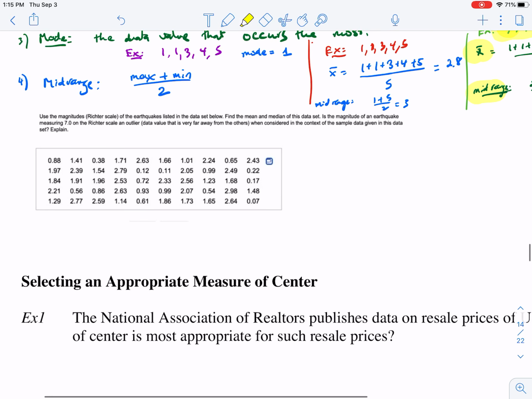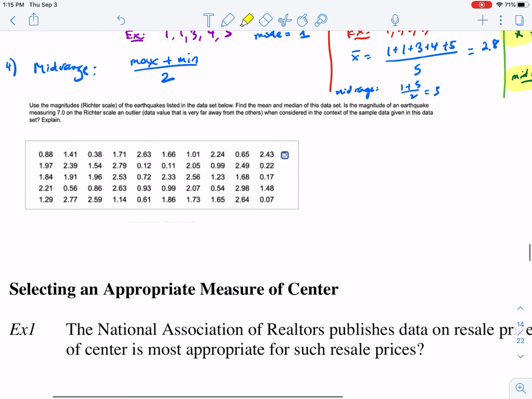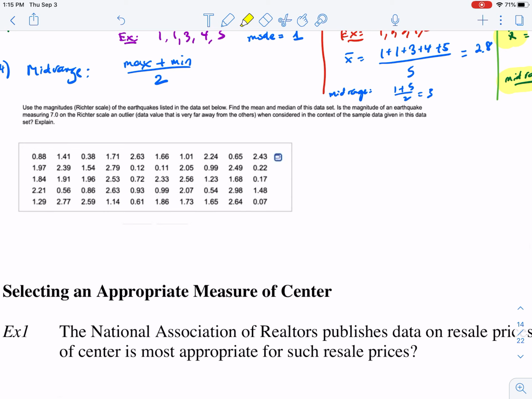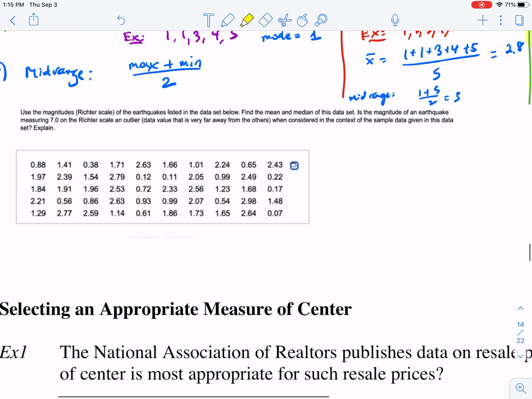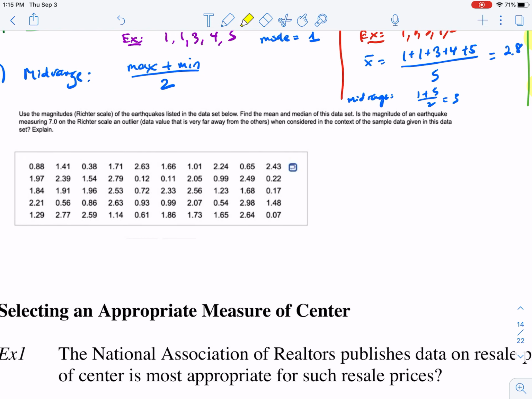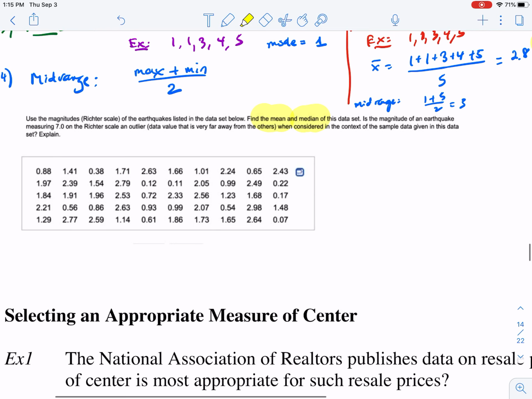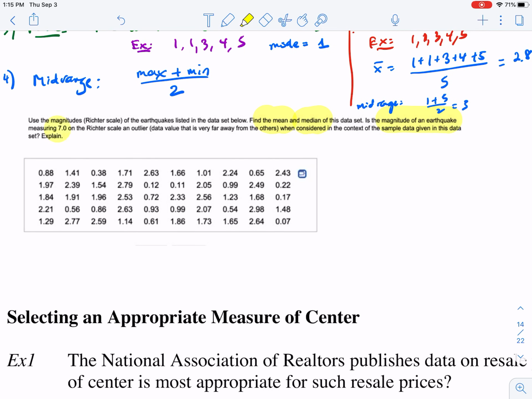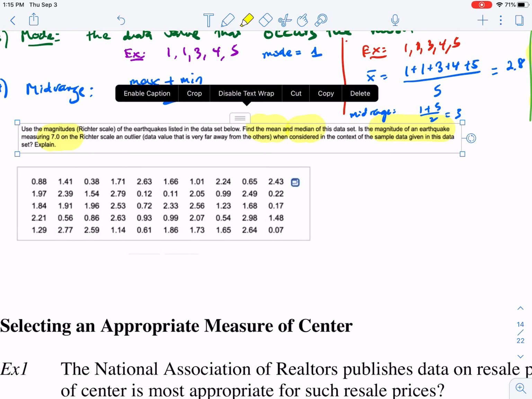Now I want to do an example where the data set is large, and certainly we don't want to compute the mean and median by manually entering these data values, adding them up, dividing by how many there are, and manually sorting these values to find the median. That's just too much work, taking away too much time. This data set is about 50 values. These are the magnitudes of earthquakes. We want to find the mean and median, and then discuss whether the given earthquake magnitude of 7.8 on the Richter scale is an outlier or not.